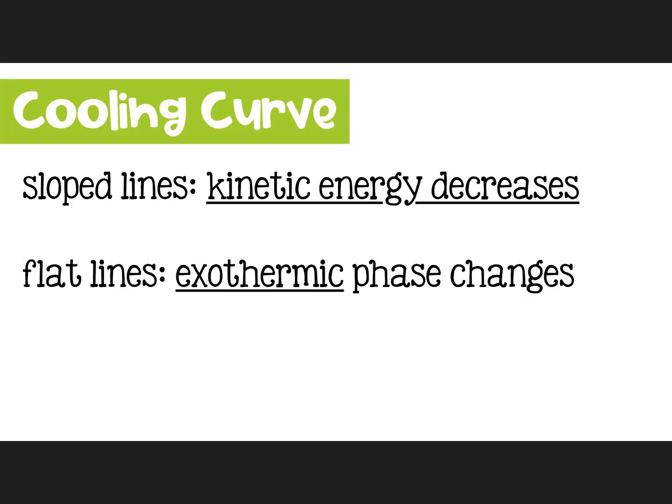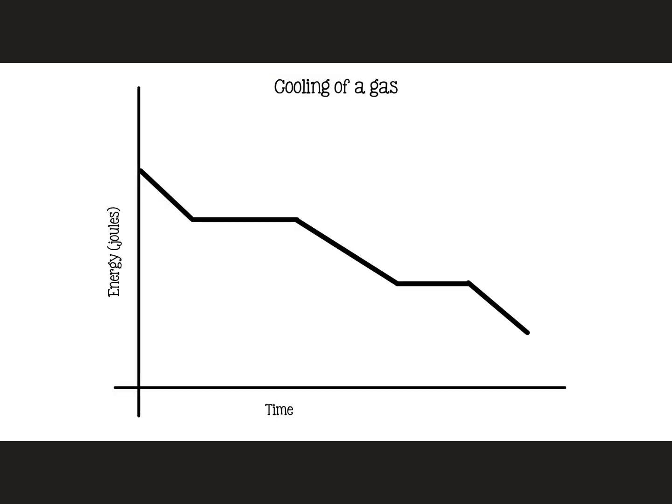Just like in heating curves, cooling curves have sloped lines that show when kinetic energy changes, in this case when they decrease. And on flat lines, we have phase changes going from one state of matter to another. In this case, they are exothermic because they release heat and the particles get closer together. If we look at this cooling curve, we see that we start off with the highest kinetic energy. The state of matter with the highest kinetic energy is a gas.